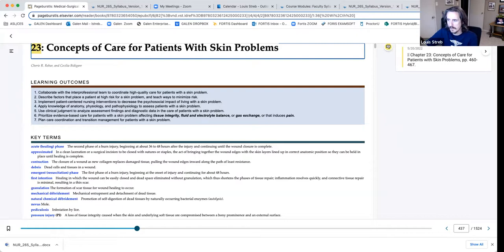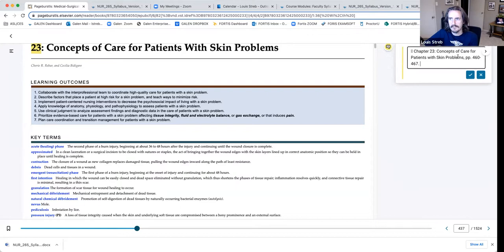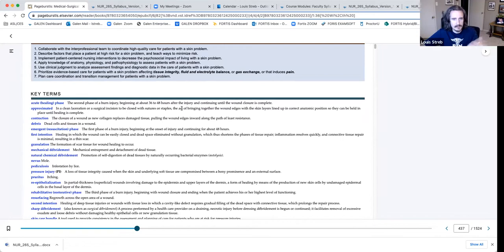All right, so we're gonna get started. Your syllabus is where I've got this information from. It says that we're gonna cover chapter 23 in these pages, 460 to 467. It's basically just gonna be burns. So if you have questions about what the skin does and the rest of it, please go back and read.